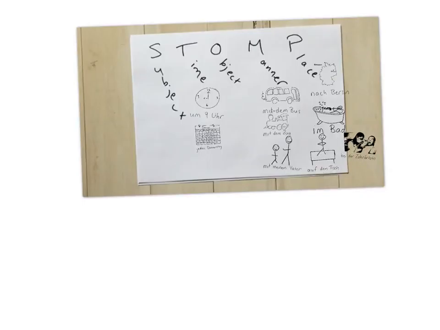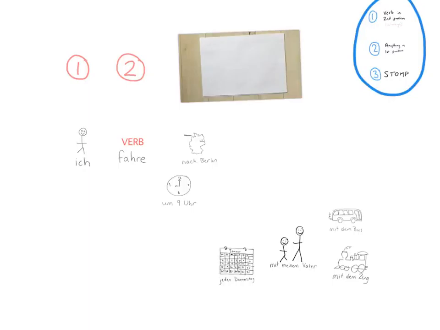Let's go back to our example. If we want to say, I'm going to Berlin at 9 o'clock, according to STOMP, time comes before place. So, at 9 o'clock goes here, and to Berlin goes here. Ich fahre 9 Uhr nach Berlin. Let's add some more info about how we're getting there. We're going to go with the bus. That is manner, so that slots in, after time and before place. Now we have Ich fahre 9 Uhr mit dem Bus nach Berlin.